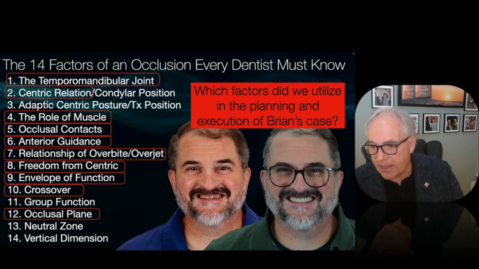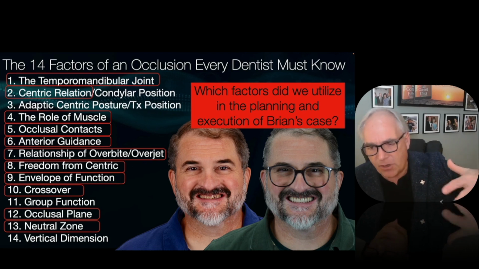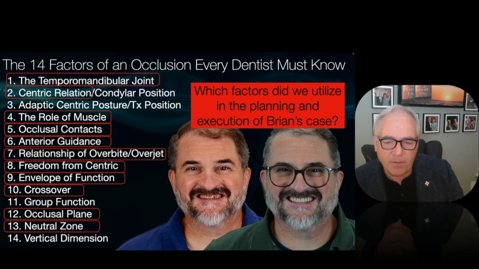I certainly had to think about the occlusal plane. I changed it all. We talked about the neutral zone, the fact that the pressure from the lips, from the destruction of the lingual aspect of his upper teeth, brought those upper teeth back. So we had to build him back out. And I definitely needed to have an understanding of vertical dimension.